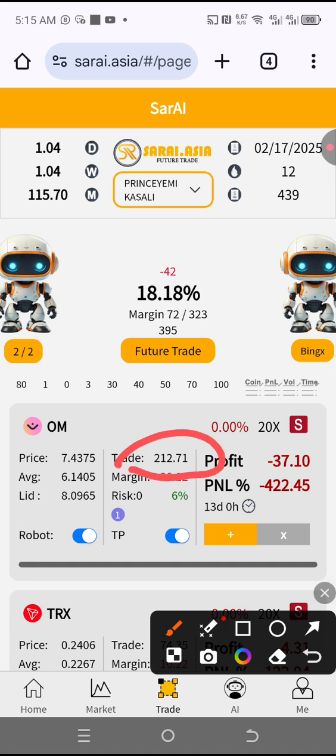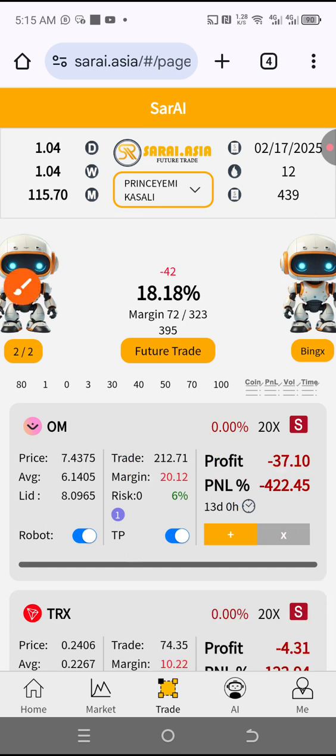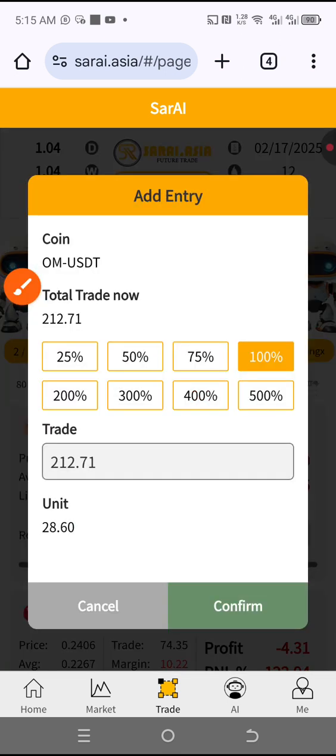I have to replenish it to make 200 here, to allocate 212 for this coin, because this coin was at 1,000 plus. So I reduced it to 400 plus by doing something we call DCA. You click on this plus, then you choose what percentage. I usually choose 100%. When you choose 100%, it simply means it will take that coin halfway. So I just did 100%.